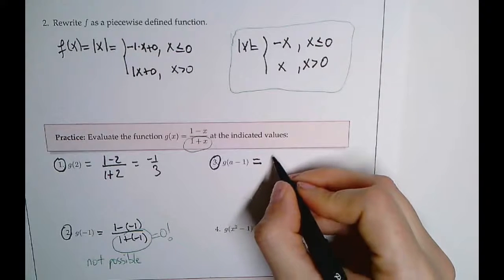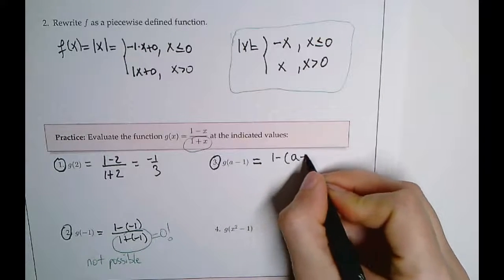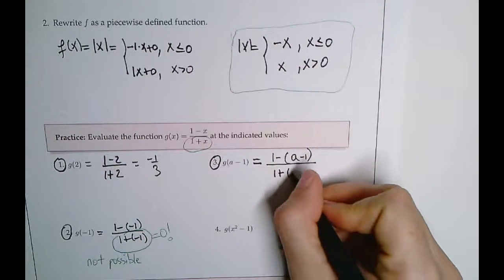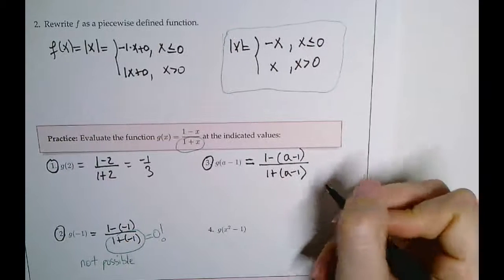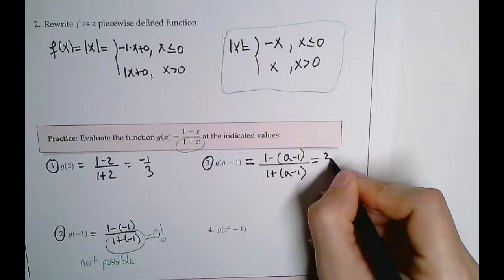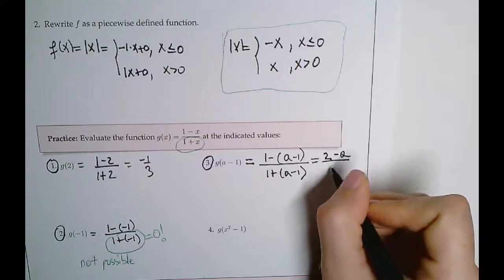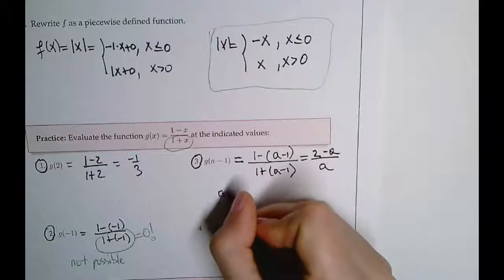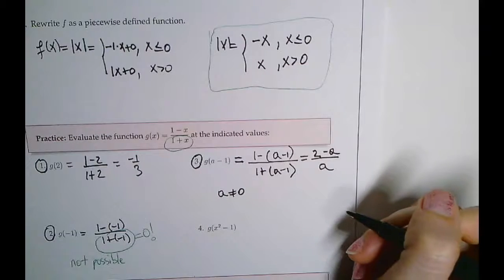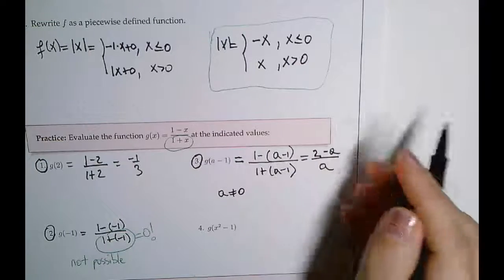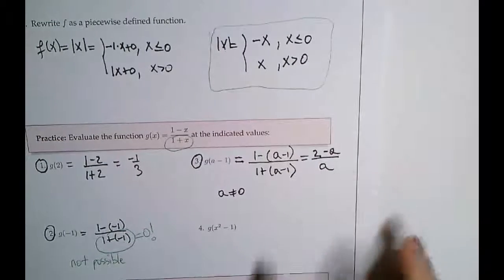What about the function g evaluated at a minus 1? Well, instead of x, I'm going to put a minus 1. So this is going to give me 1 plus 1, 2 minus a, over a. So as long as a is not equal to 0, I can evaluate the function at a minus 1. Because if a was equal to 0, I would get division by 0.